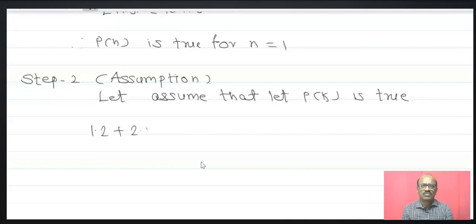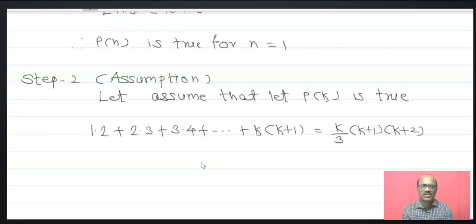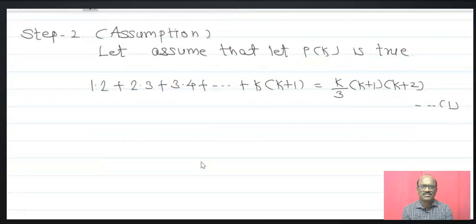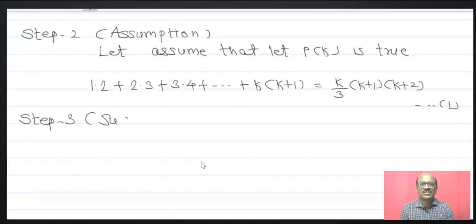That is, 1.2 plus 2.3 plus 3.4 plus dash dash plus k in bracket k plus 1 is equal to k upon 3 in bracket k plus 1 into k plus 2. This is the one. Now the step number 3, that is called the succession.